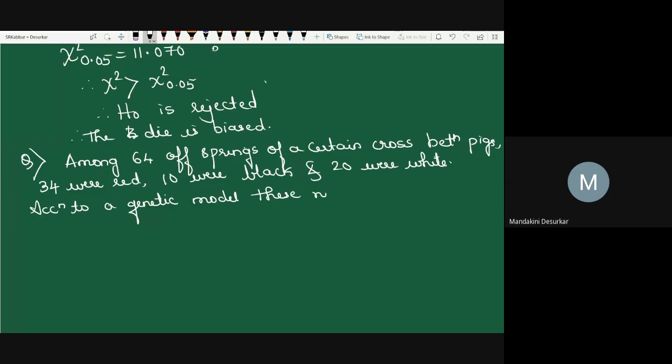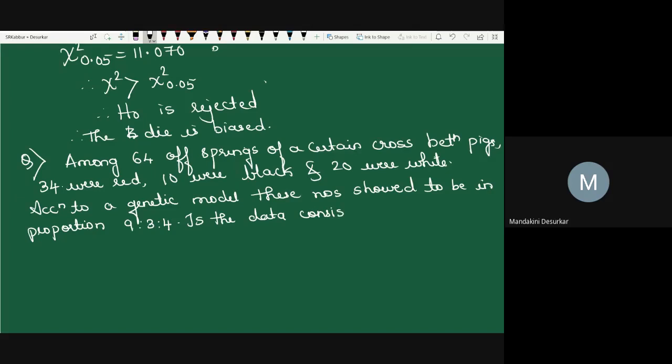These numbers showed to be in proportion 9 is to 3 is to 4. Is the data consistent with the model at the 5% level?